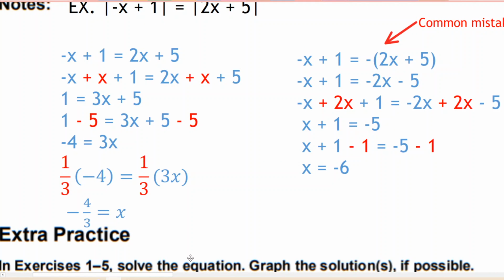Now, if you wanted to write these in set notation, you would write the set of the numbers negative 4/3 and negative 6.